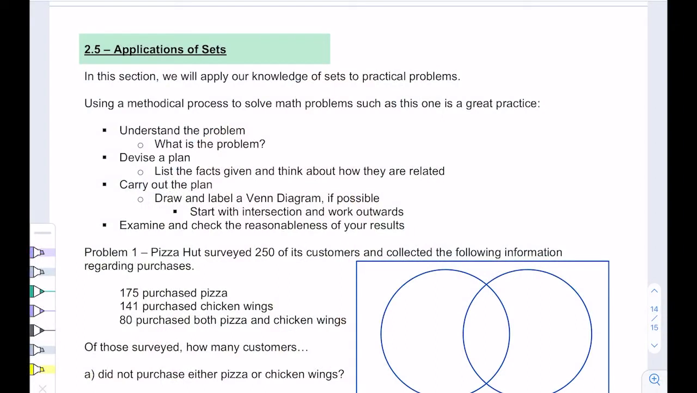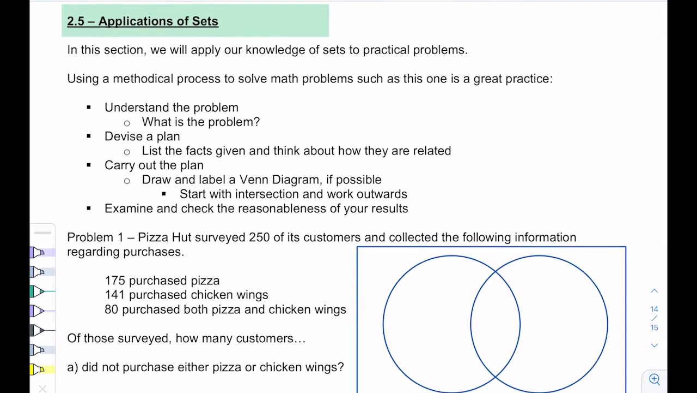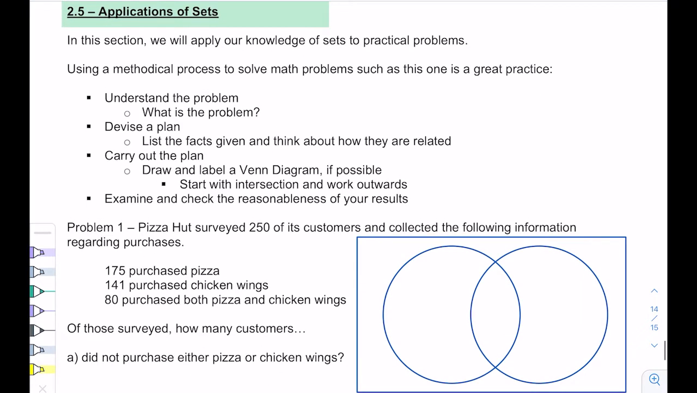Hey everyone, we're going to talk about our last lesson in sets, which is 2.5. And these are application problems, so problems that you could apply to real world situations. We're going to use knowledge of sets to apply to practical situations. And when we use application problems, we want to look at using a methodical process to solve those problems.